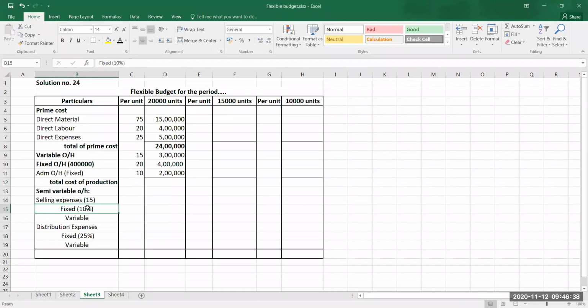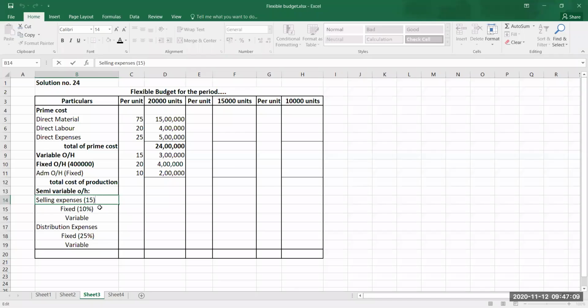So the proportion of fixed variable is 10% for selling expenses, and the proportion for distribution expenses is 25% for fixed expenses. Okay, so now here very important. Now you have to calculate 10% on this particular unit, that is cost per unit. Okay, so the total cost is 15 rupees, students. Now the total cost for one unit is rupees 15.